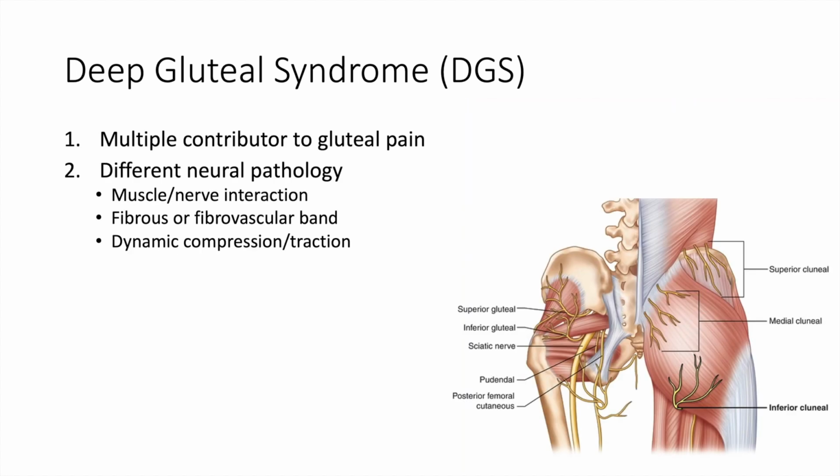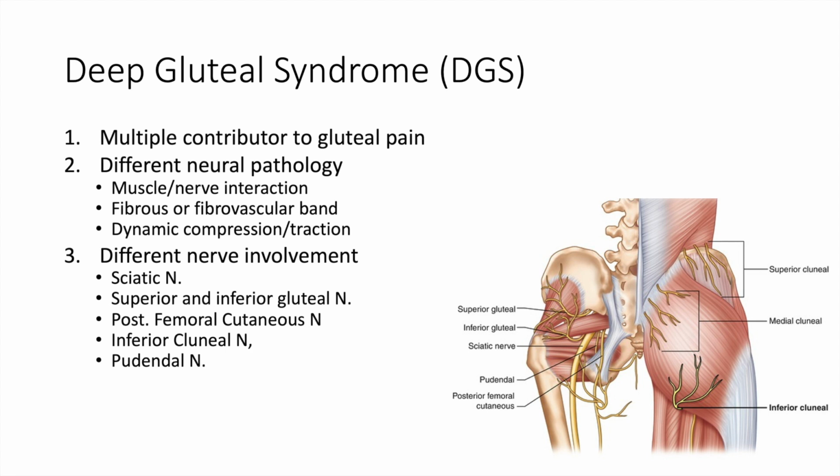And you can have multiple neuropathologies, so it's not just a simple picture with a variation of the sciatic nerve. It can have a nerve-muscle interaction, just like I'll show you that the S3 can be entrapped inside the piriformis muscle. You can have a fibrous band or fibrovascular band involvement, like what I showed you in the endoscopy. And we can have dynamic compression and traction, which I showed you in dynamic ultrasound. And we can have different nerve involvement, because in the deep gluteal space the sciatic nerve is not the only resident. There are the superior and inferior gluteal nerves, posterior cutaneous nerve, the inferior cluneal nerve and the pudendal nerve.